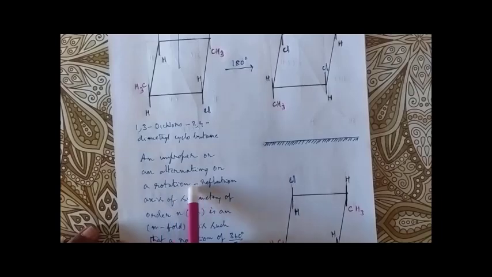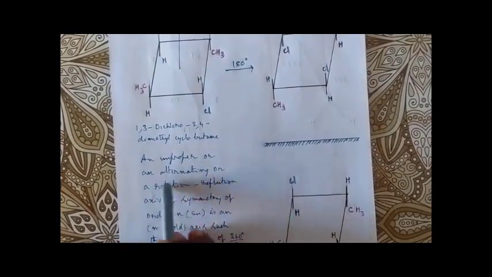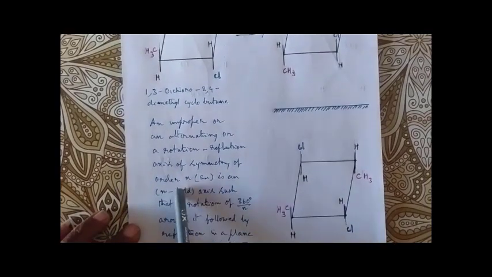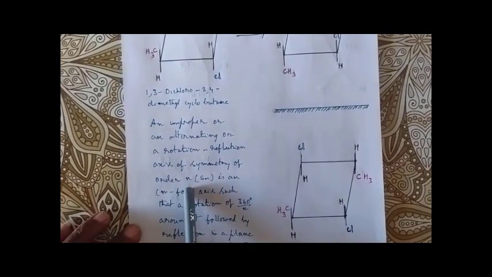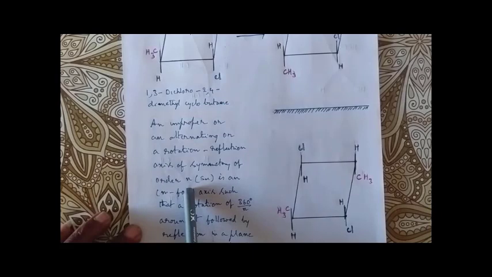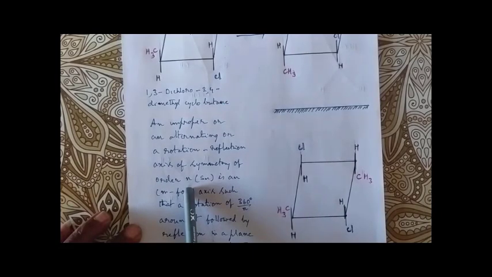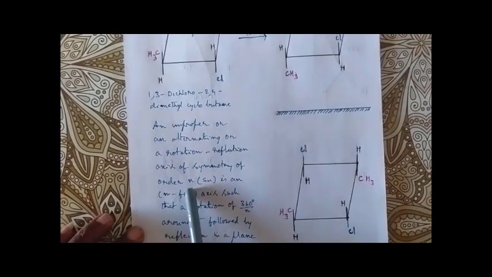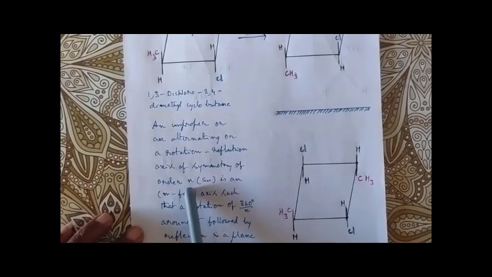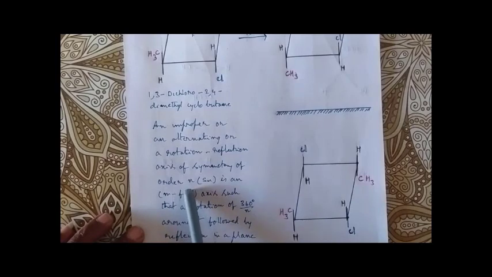An improper or alternating or rotation reflection axis of symmetry of order n. N means the number of repetitions obtained in a rotation of 360 degrees. So this is order n.